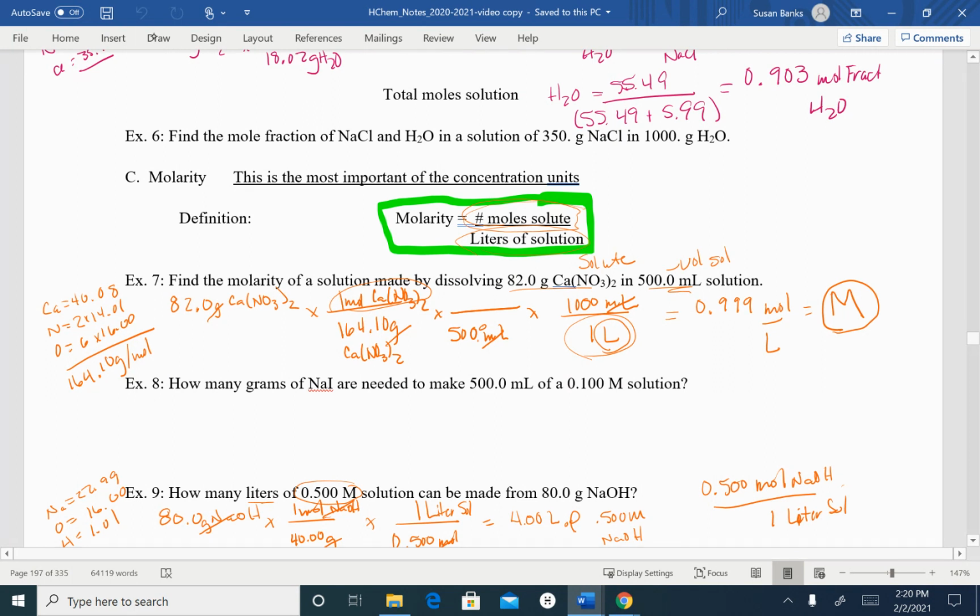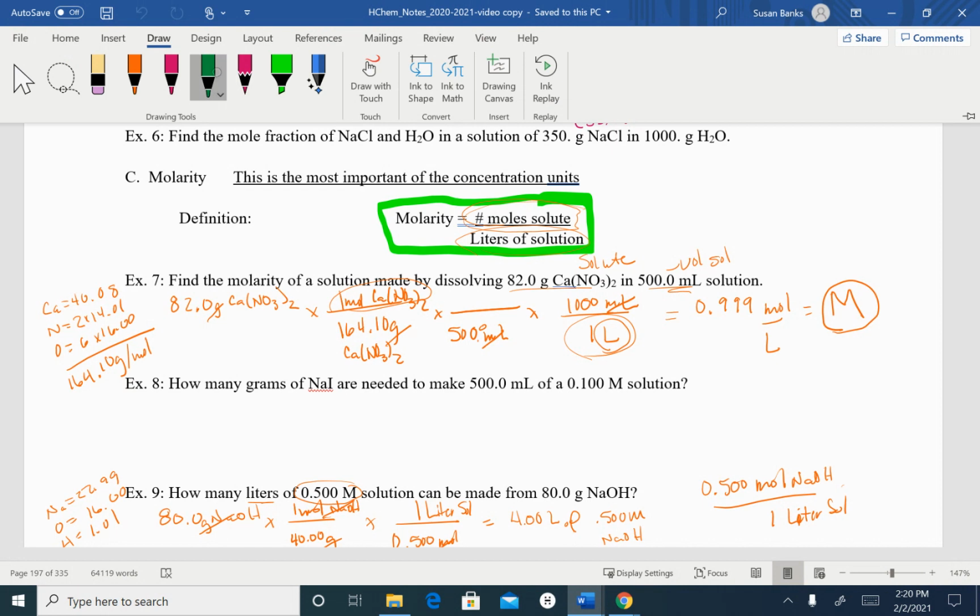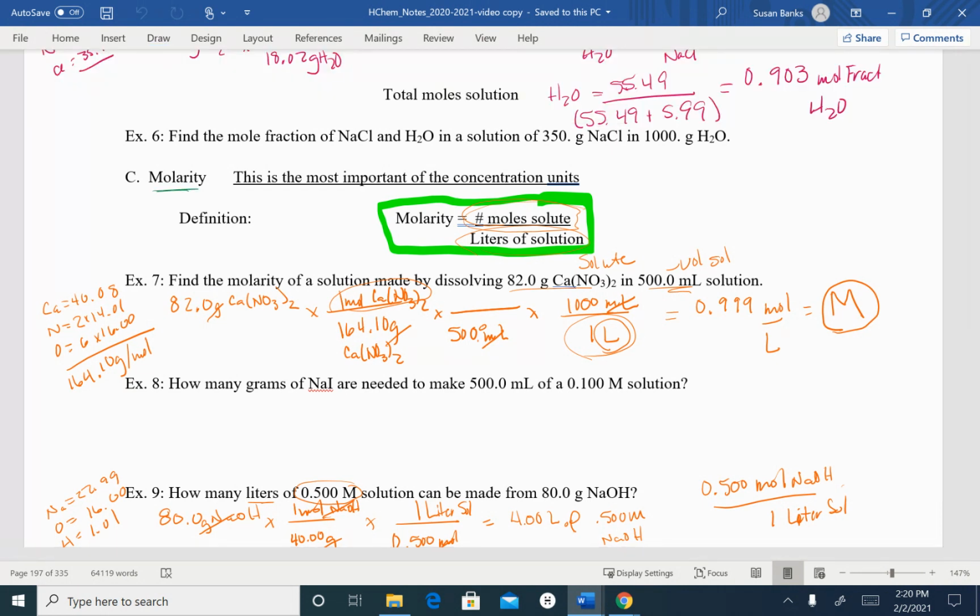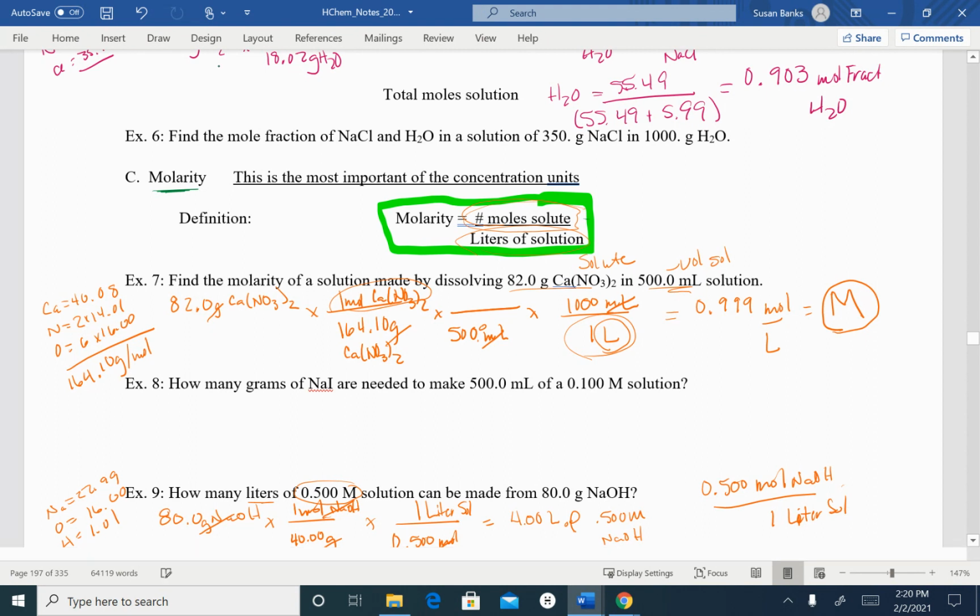Now, if you remember, molarity is, by definition, number of moles of solute divided by liters of solution. So it's a moles over volume type of calculation. So let's do example 8. I want to know how many grams of sodium iodide are needed to make 500 milliliters of a 0.1 molar solution. So I need to start with the volume here, okay? So I'm going to start with our volume of 500 milliliters.